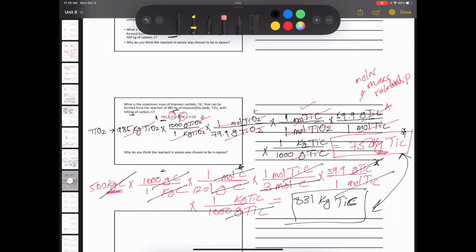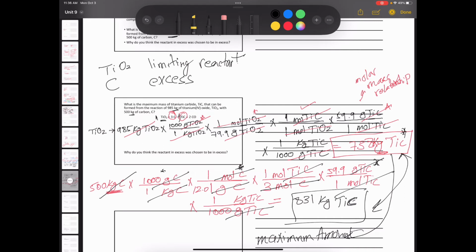So the maximum amount will be the 700. This is the 700. This is the maximum amount. So this makes the titanium oxide the limiting reactant, and carbon is the amount in excess.